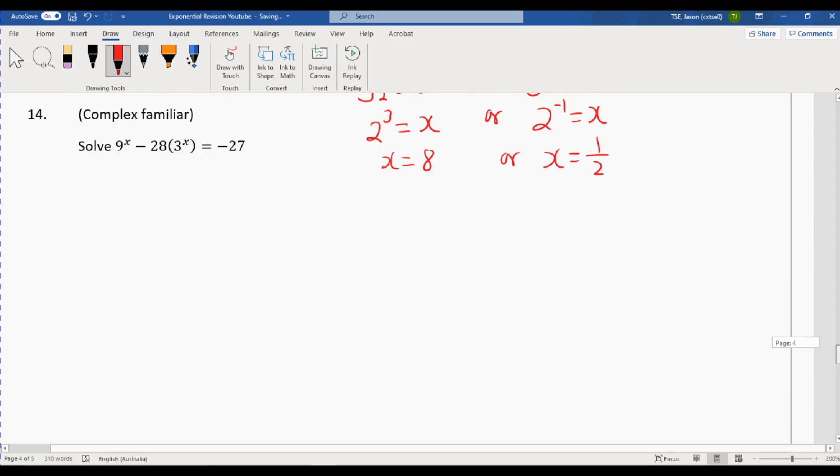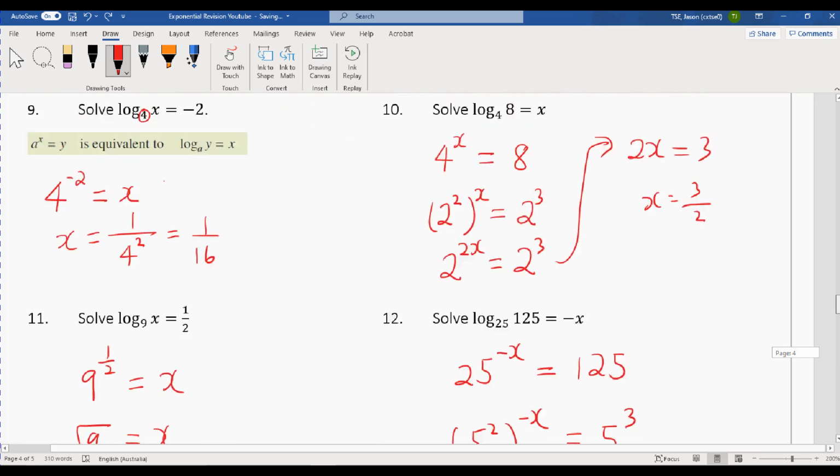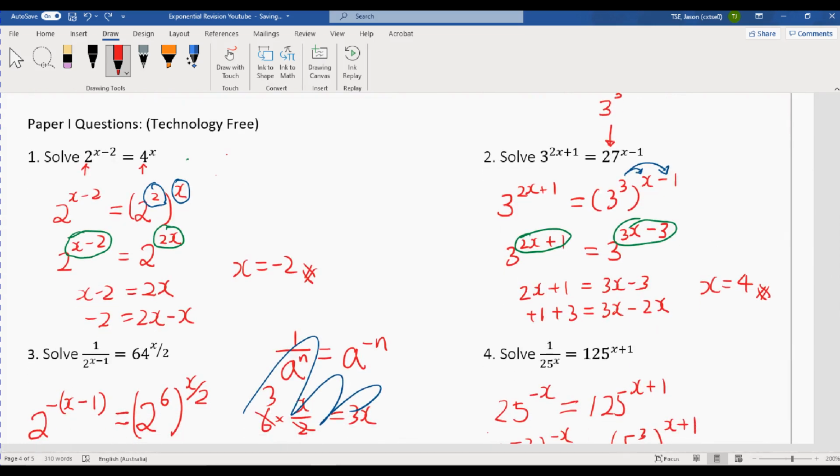Okay, the next question is the exponential one. The difficulty in this question is that this is base 9 and this is base 3, so they are not the same. Also you have minus 27 here. That means you can't do it like what we did before, like in those simple questions. For those questions, it's easier because you can have power form on both sides.